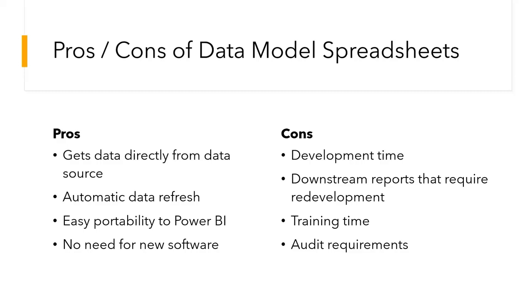The big downsides of this: you have the development time to develop the new reports that need to be done. If there's any downstream reports where you actually cut and paste the data out of one report into another report, they may require redevelopment. There is training time involved in making people learn the new spreadsheets, where to find the new spreadsheets, how to use the slicers on the spreadsheets, as well as audit requirements. And the audit requirements would be if you had a situation where you had external auditors who needed to confirm every number because you've changed a process.